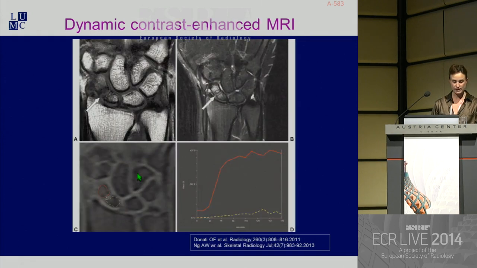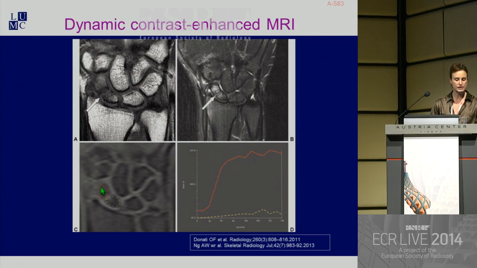In the next case, we have also a patient with a fracture of the waist of the scaphoid, with also some enhancement around this fracture line on the T1 FAT-set weighted images, and the dynamic contrast enhanced MRI showed that there is a poor perfusion of the proximal pole of the scaphoid compared with the distal pole.